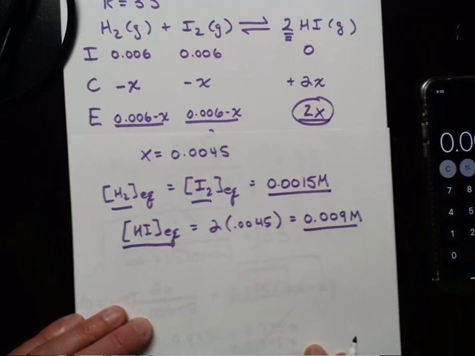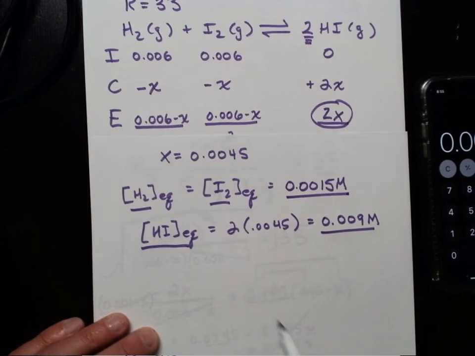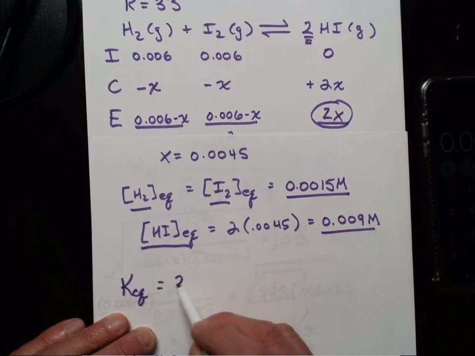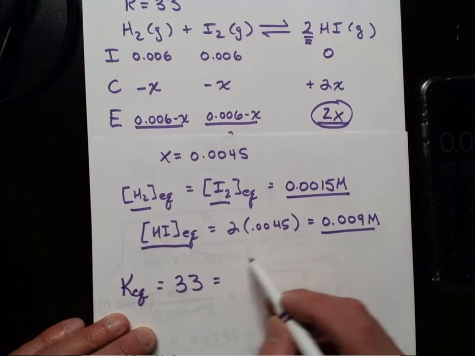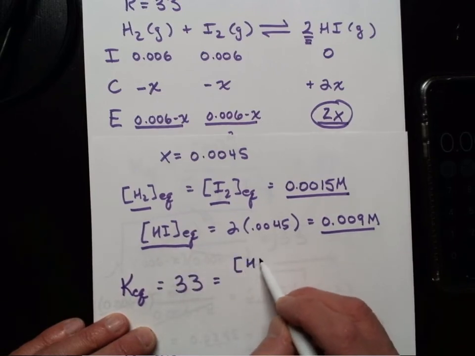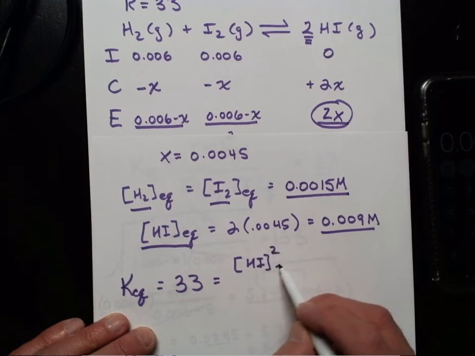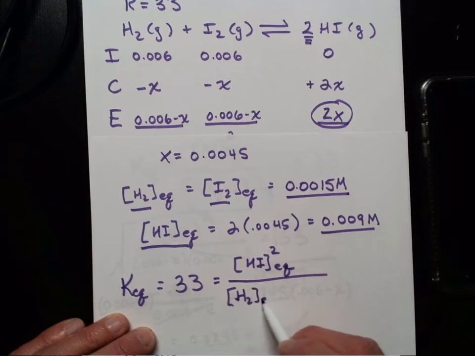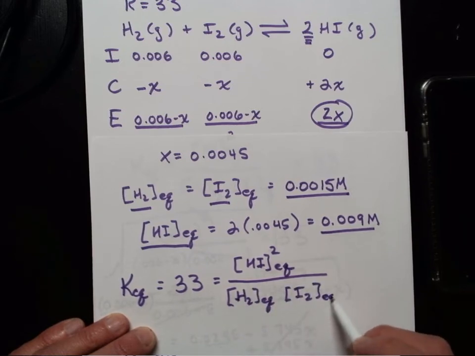You know me, I like to check to make sure everything makes sense. So I'm going to do the following. I'm going to recall that the equilibrium constant, that's supposed to be 33. And that's supposed to be the equilibrium concentration of HI squared divided by the equilibrium concentration of H2, and also divided by the equilibrium concentration of I2.